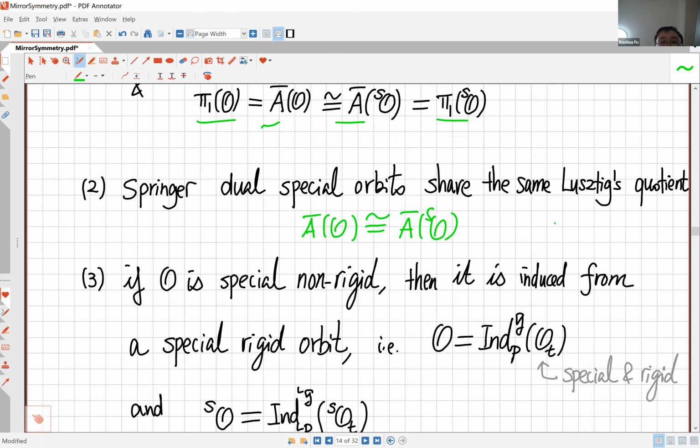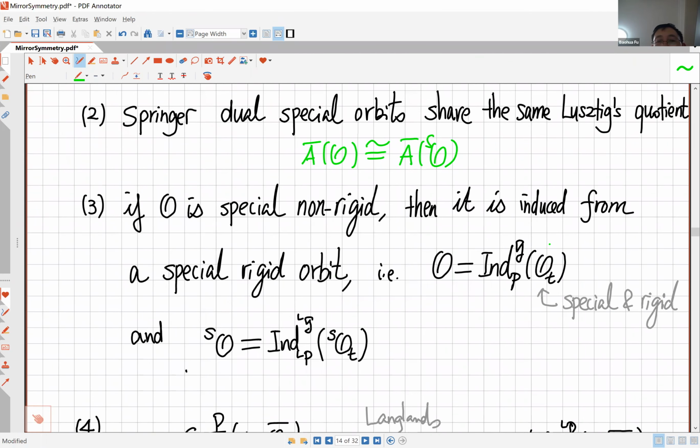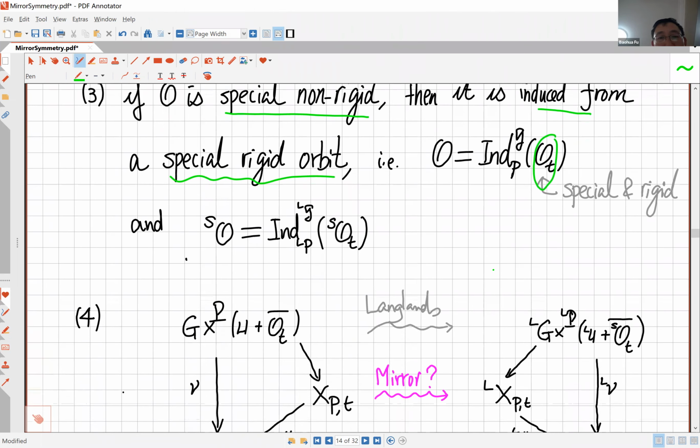The third one is also similar to before: for any special non-rigid orbit, it's always induced from some special rigid orbit. So for any O, if it's non-rigid, then we can always take an induction where the smaller orbit is special and rigid. In particular, you can construct all special orbits from special rigid orbits. So the key point is to study special rigid orbits, and once you have them, you get all special orbits by induction. So special rigid orbits are the most interesting case.